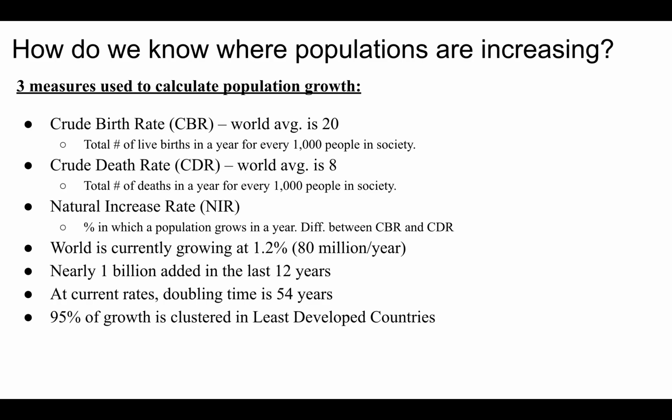The current NIR of the world is 1.2%. We're adding about 80 million people to the world today. And remember, as I spoke earlier, most of that is in less developed regions. Nearly 1 billion have been added in the last 12 years. Our current doubling rate of population is 54 years. And as I mentioned, 95% is in less developed regions.